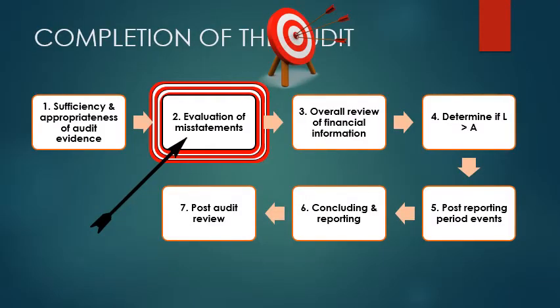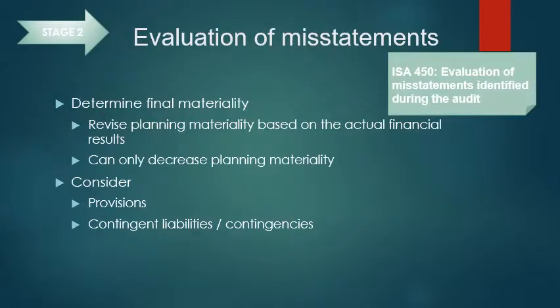Moving on to stage 2, which is the evaluation of misstatements. So the guidance available for the evaluation of misstatements is ISA 450, which is the standard for evaluation of misstatements identified during the audit. Now, the first step here is you need to determine what your final materiality is. All right, so you base your final materiality on your final trial balance or your final figures. Okay, so it's a revision of your planning materiality based on actual financial results.